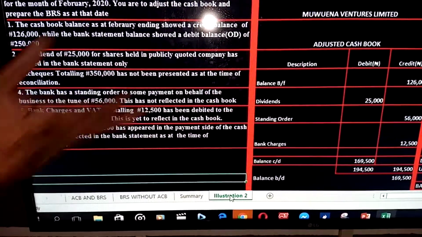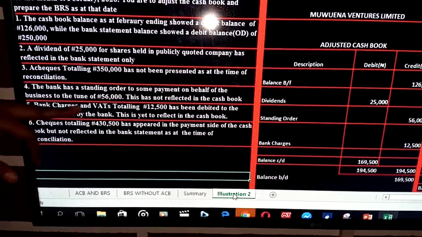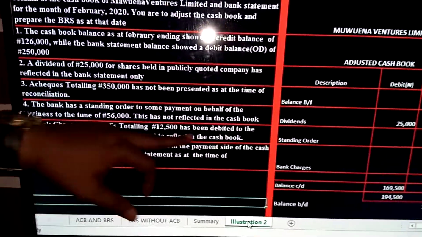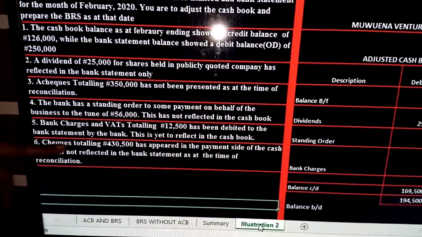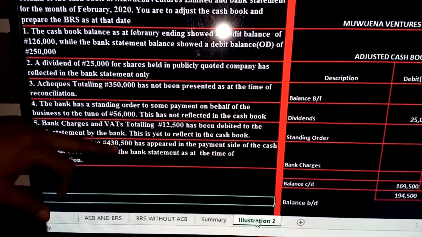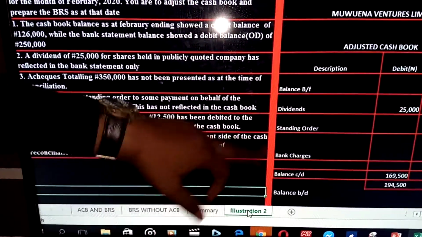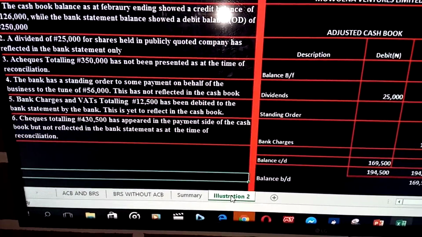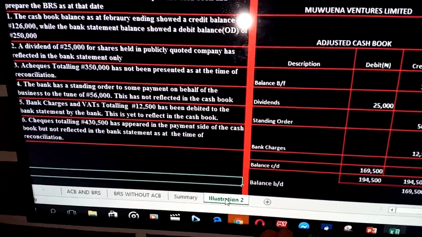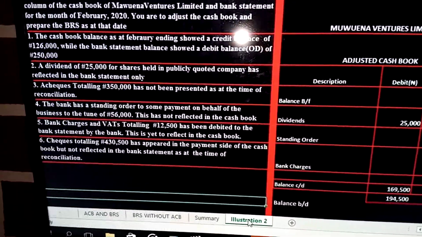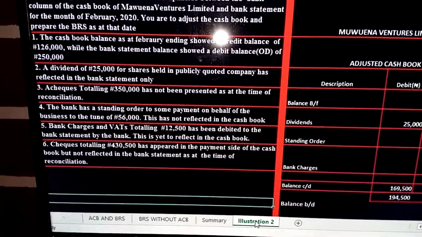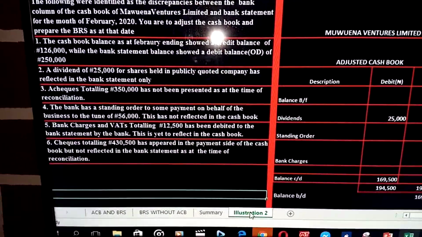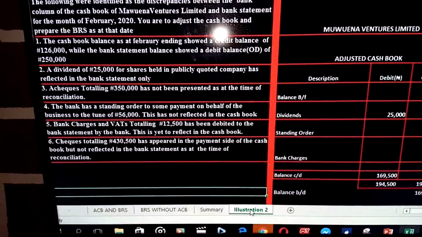This has not been reflected in the cash book. Bank charges and VAT totaling 112,500 has been debited to the bank statement by the bank. This is here to reflect in the cash book. Check totaling 430,500 has appeared in the payment side of the cash book, but not reflected in the bank statements at the time of reconciliation. Whatever is in the credit side of the cash book, are you there? Whatever is in the credit side of the cash book as reflected. Okay, hold on.